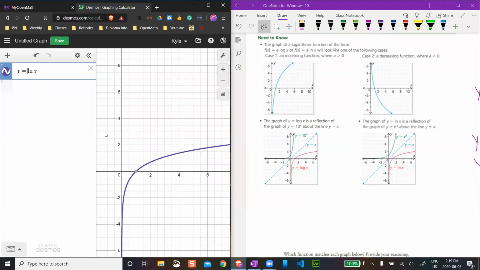When it was just the natural log of x, it started low in quadrant 4, down here, and then it goes up into quadrant 1. It's rising from left to right. But if I make it negative, then it starts high in quadrant 1 and then comes down into quadrant 4. It's like going down a hill. So that negative flips it.